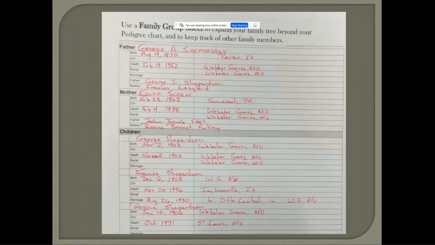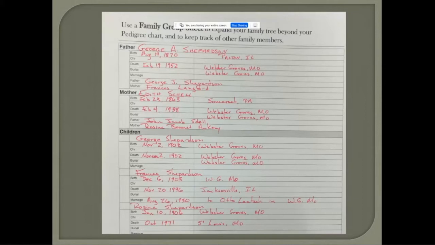And then it also lists their children. So there were 3 siblings. The first one you see here was stillborn, born and died on November 2nd, 1902, when Edith, by the way, was 39. So she got married late. And then there's my grandmother with the basic facts about her life. And then my grandmother's little sister, Rosina, and some basic facts about her life.